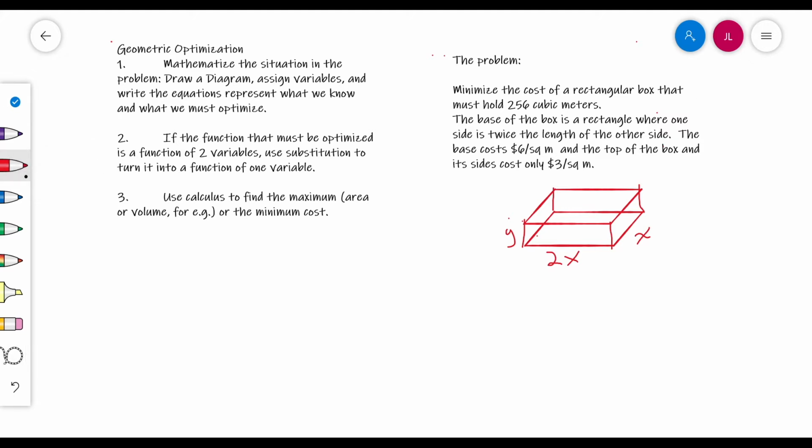So the first thing we know here is that the volume of the box is the area of the base times the height, 2x squared times y, and there has to be 256 cubic meters. That's a condition we have to meet. That's also likely to be an equation we can use to make a substitution.